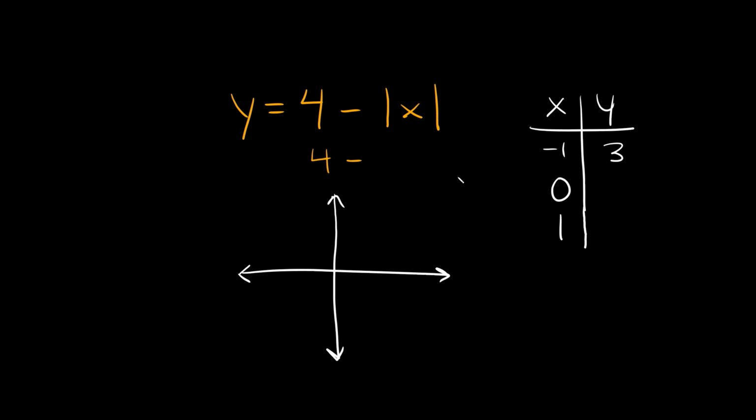Let's clean that up. Okay, what if we plug in a 0 right here? Well, the absolute value of 0 is just 0, right? So 4 minus 0 is just equal to 4, right? So if we plug in a 0 for x, we're going to get 4 right here.